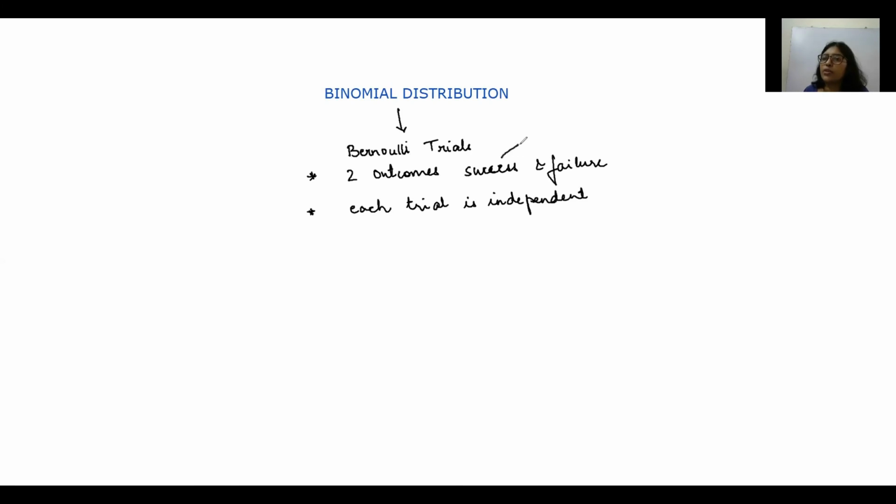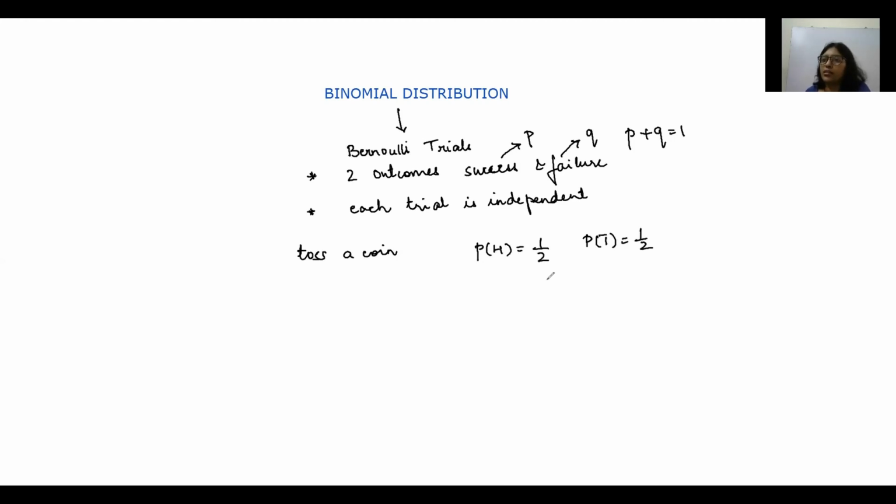So the probability of success we will denote with P and the probability of failure we will denote with Q. And as per our understanding about random variables, we know that P plus Q, the sum of the probabilities, has to be 1. And one more thing we will note here, that in each trial, the probability of success and failure will remain constant. It will not change. For example, if we toss a coin, the first time, the probability that we get head is half, and the probability of getting tail is also half. If we toss the coin again, the probability will remain the same.